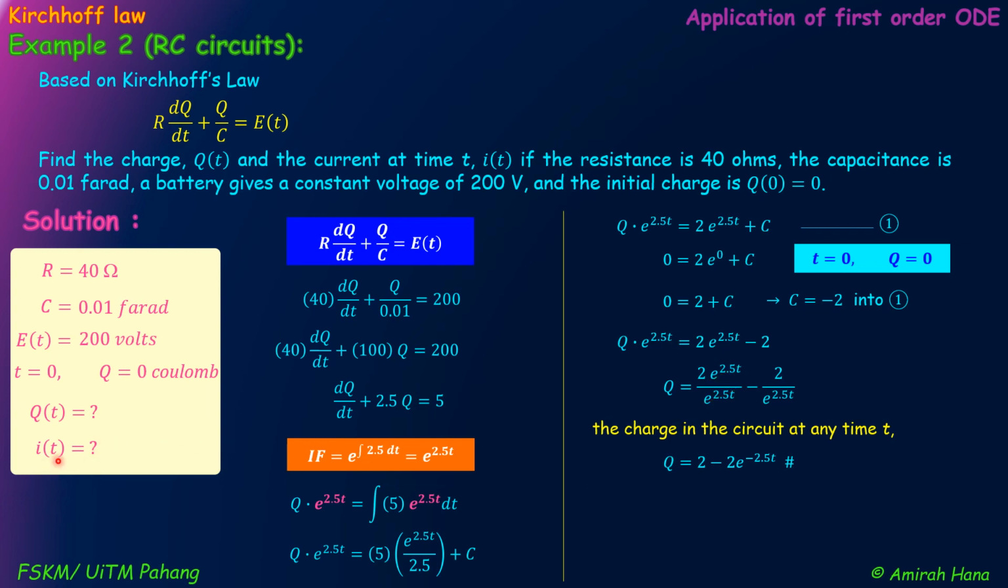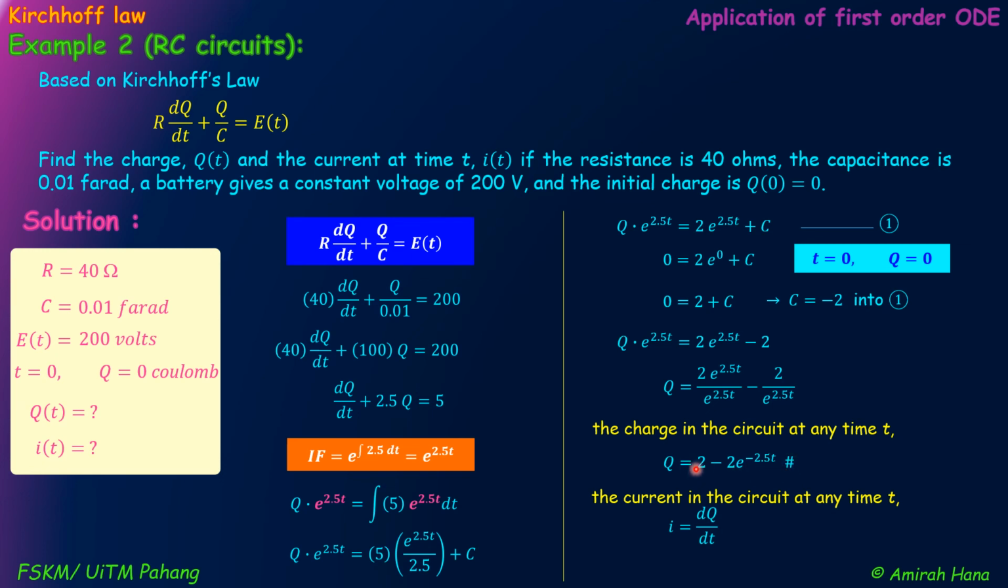Next, we want to find i of t. Okay? Means the current at any time t. Right? The current in the circuit at any time t is given by i equals to dq over dt. Means that to find the current for an RC circuit, we need to differentiate the charge, which is q, with respect to time. Right? So we need to differentiate q equals to 2 minus 2e to the power of negative 2.5t with respect to t. Right?